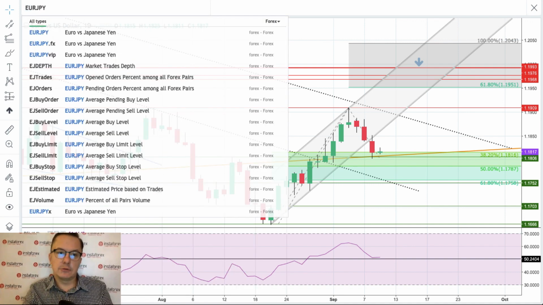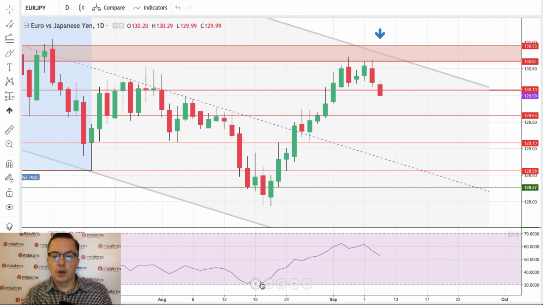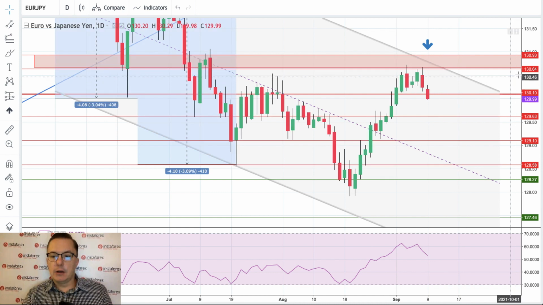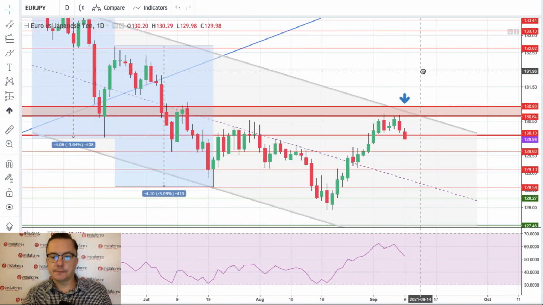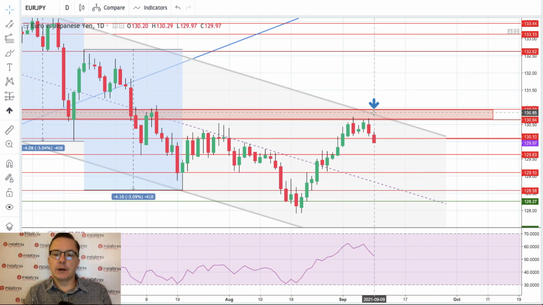Let's take a look at the euro to the Japanese yen. What is going on here? We can see straight away we have a reversal from the supply zone located between 130.64 and 130.93. So this is almost at the upper channel line as well. What is going on here? Our key technical resistance, our key supply zone, has not been violated. Market is reversing today, already trading at the level of 129.96.